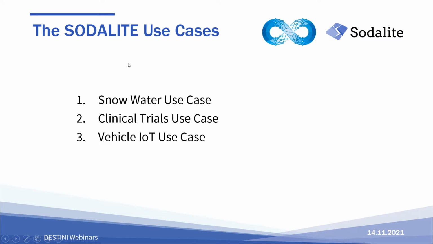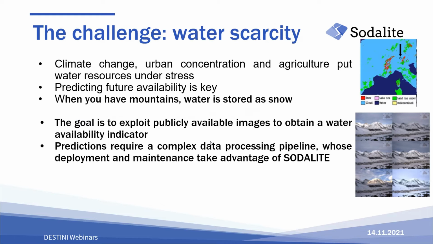In Sodalite, we have three main use cases, namely the snow use case, clinical trial, and vehicle IoT. The snow use case uses cloud and HPC resources. Clinical trial uses cloud and HPC resources. The vehicle IoT use case uses cloud, HPC, and edge resources. Let's start with the snow use case.